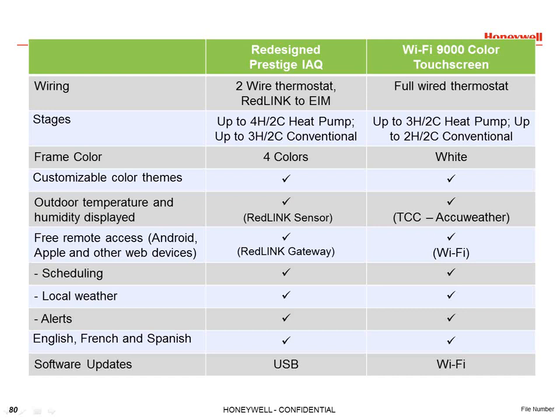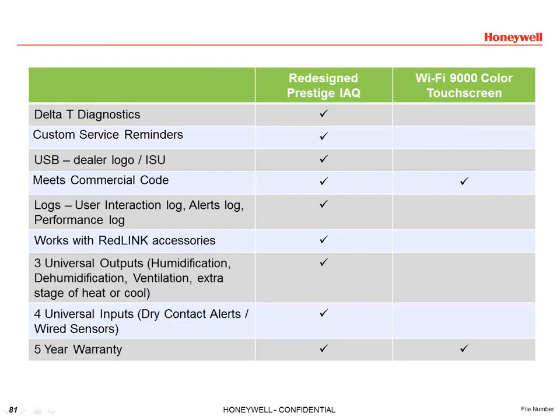After that, there's not a whole lot of difference other than you're using the Wi-Fi router or you're buying a Redlink gateway. And then the Prestige Redlink is giving you all those diagnostics. It's giving you the delta T's and all that stuff.